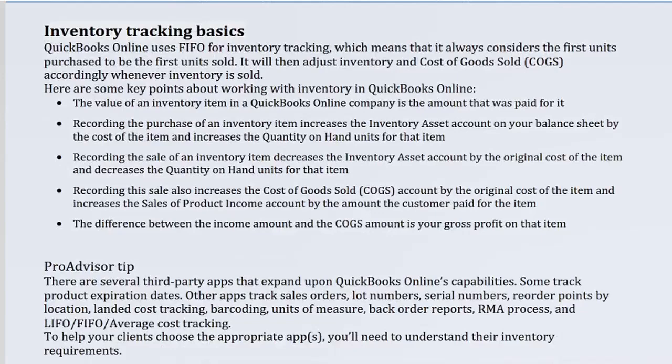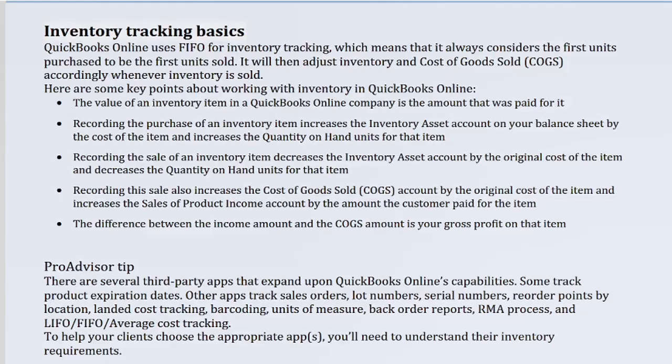QuickBooks Online uses FIFO for inventory tracking, which means that it always considers the first units purchased to be the first units sold. It will then adjust inventory and cost of goods sold (COGS) accordingly whenever inventory is sold. Here are some key points about working with inventory in QuickBooks Online. The value of an inventory item in a QuickBooks Online company is the amount that was paid for it. Recording the purchase of an inventory item increases the inventory asset account on your balance sheet by the cost of the item and increases the quantity on hand units for that item.